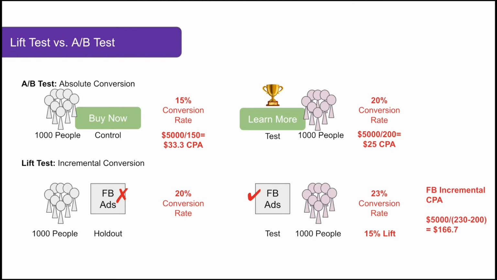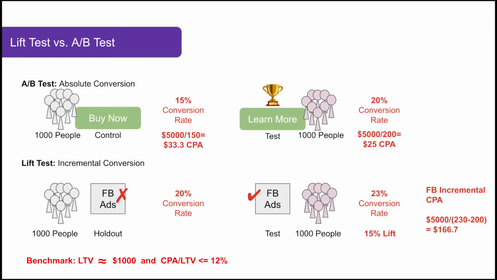And to bring it back to a business metric, here is very important: we calculate the incremental cost per action. So instead of dividing by the absolute number of conversions, 230 received in the test group, we take the difference between that 230 versus 200 in the holdout. The difference is actually 30 conversions that we gained as additional conversions because of those Facebook ads. That helps us get to $166 of cost per action.